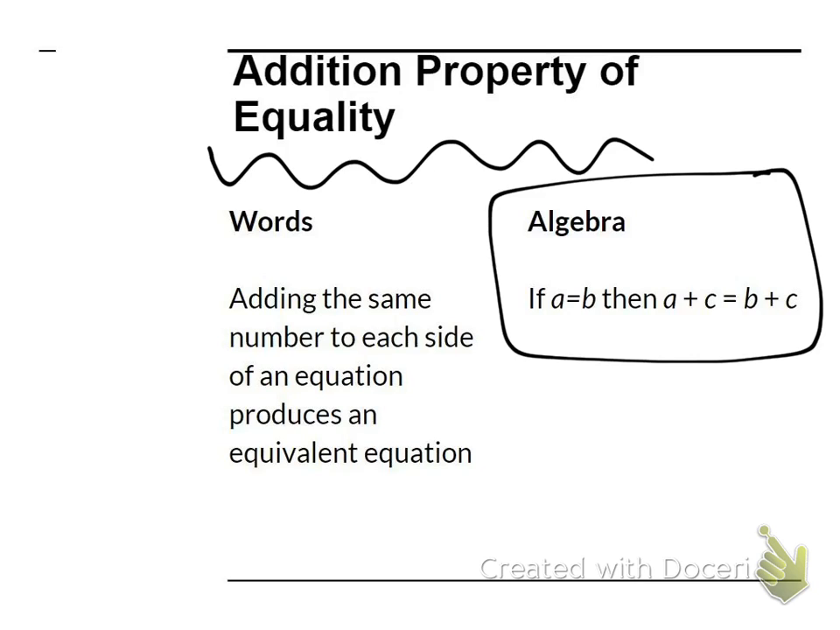Adding the same number to each side of an equation produces an equivalent equation. So what that means is that we can add something to both sides. In this algebra example, we added C to both sides, and we're saying that that doesn't change the equation. It produces an equivalent equation.